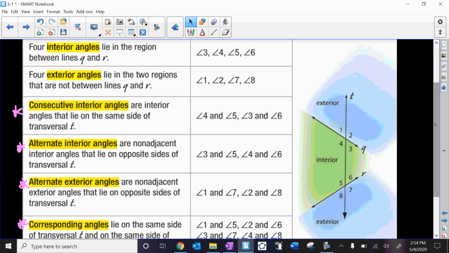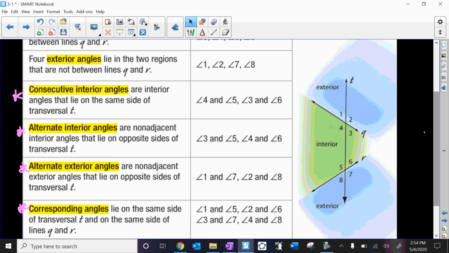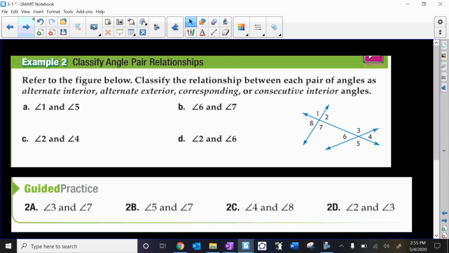And then finally, corresponding. Corresponding can be the hardest, I think. You have one in the interior and one in the exterior, and they're going to be on the same side of the transversal. There's a lot of them. So angle 2 and 6, those are corresponding. Angles 3 and 7 are corresponding. 1 and 5, and then finally 4 and 8 are corresponding. We're going to try and figure out what type they are in this picture.